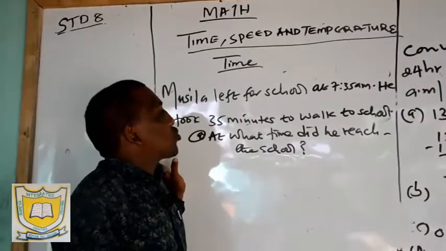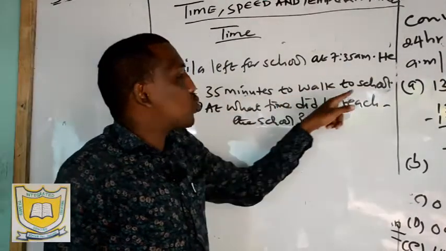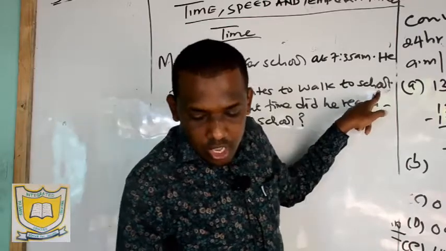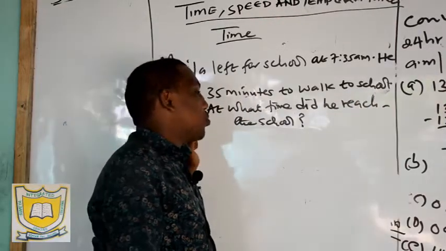Musila left for school at 7:35 AM. He took 35 minutes to walk to school. Question A. At what time did he reach the school? Now, there's a formula here you must know.